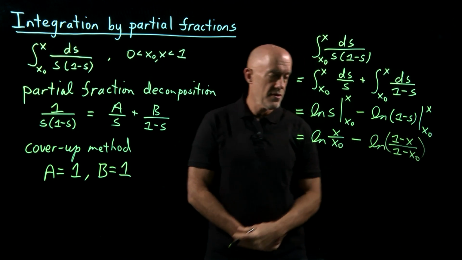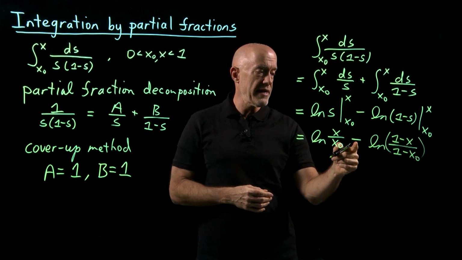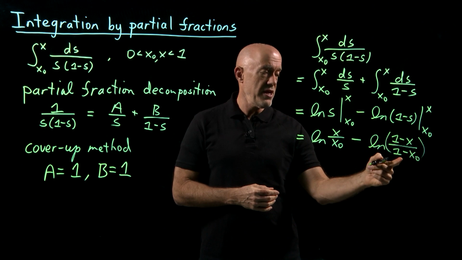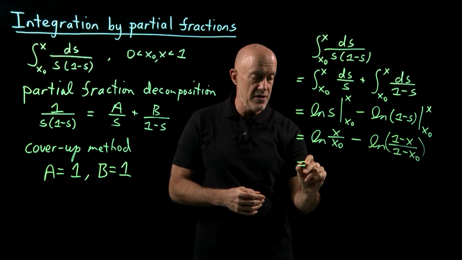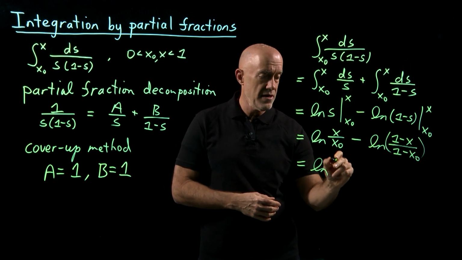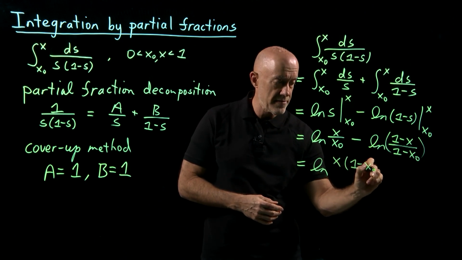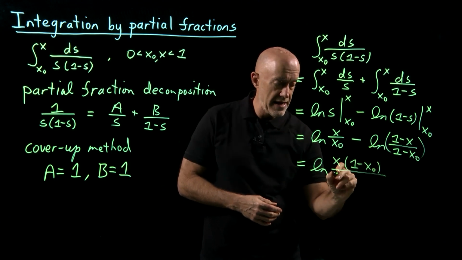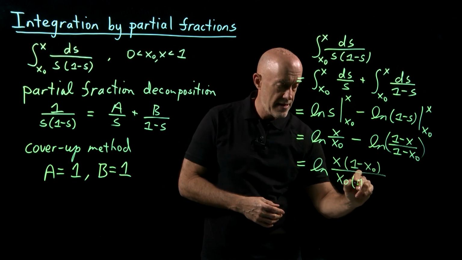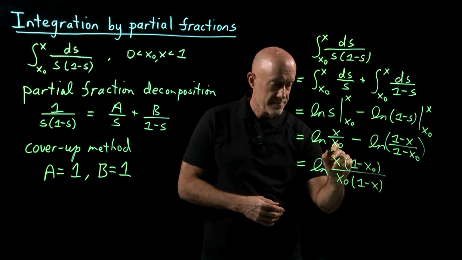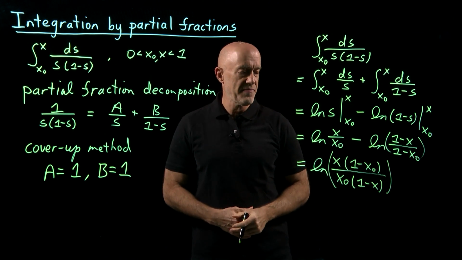Okay? And then again, we can combine these two. Because of the minus sign, the denominator here goes in the numerator, and the numerator goes in the denominator. So that becomes the log of x times 1 minus x naught divided by x naught times 1 minus x. Okay, and that's our integral.